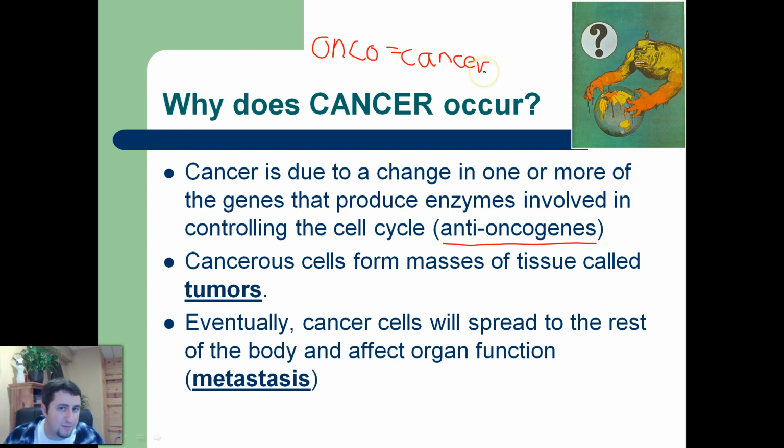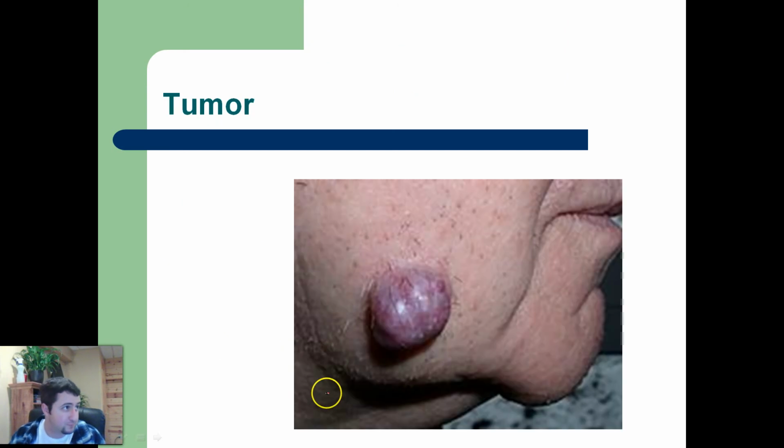There is a job out there. A certain doctor can be called an oncologist. That is a doctor that specializes in treating cancer. Cancerous cells form these masses, these clumps called tumors. You may have heard of that word before. Tumor is another word for cancer. Eventually, cancer cells will spread to the rest of the body and affect other organs. That's called metastasis. That's where the cancer spreads to other parts of the body.